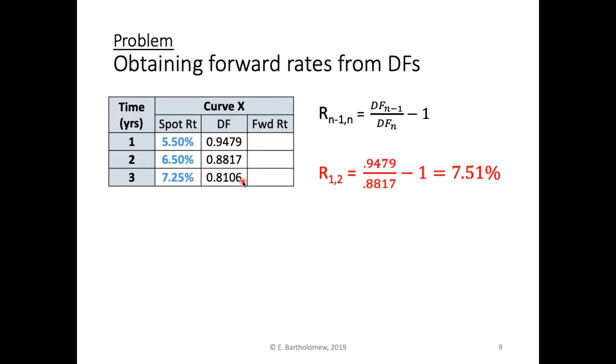So let's do that. In the first case, we're taking d of n minus 1 over d of n, so that's 0.9479 divided by 0.8817. Now notice the one before is on top and the one after is on the bottom. Okay, subtract 1 and we get 7.51%. And then in this case, we're doing 0.8817 divided by 0.8106 to get the forward rate between years 2 and 3. And that comes out to 8.77%. And those numbers should look familiar. They're exactly the same as we got when we derived the forward rate directly from the spot rates.